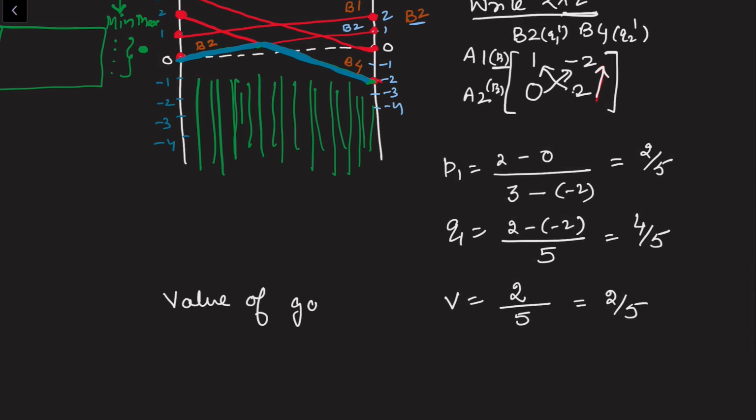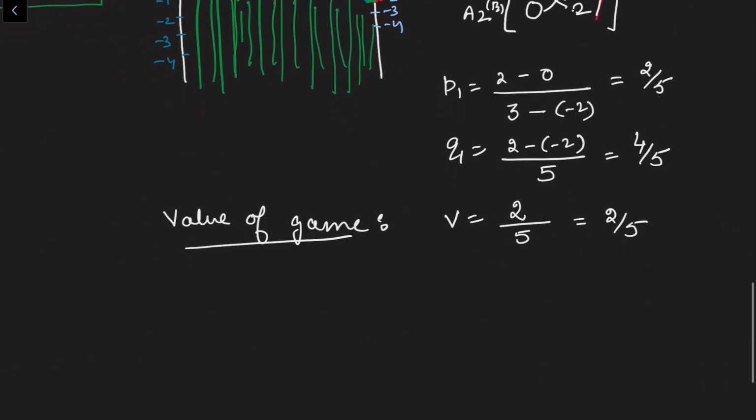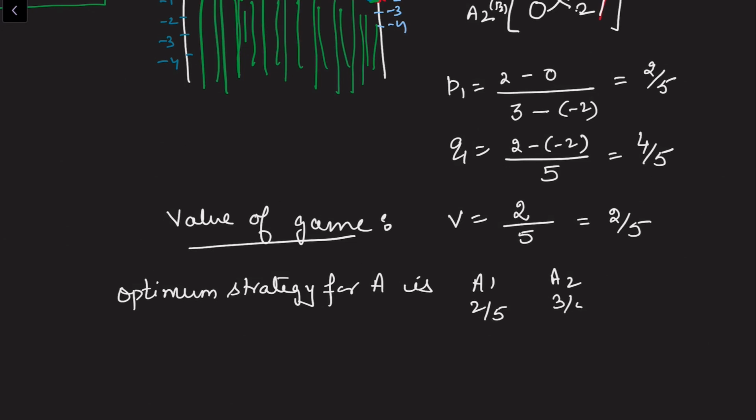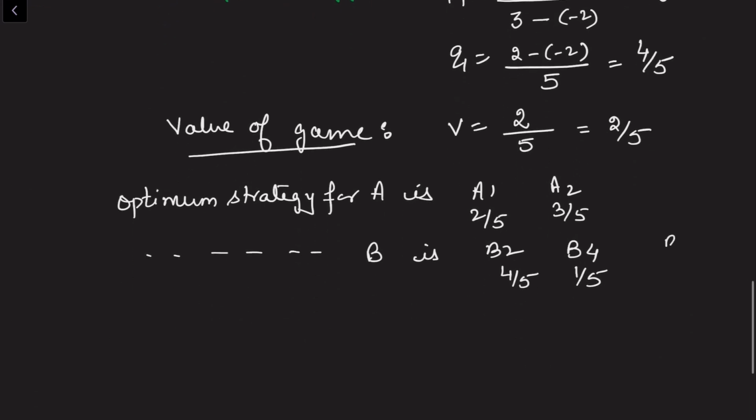So this is how we solve our 2 cross 4 or 2 cross n problem. So we may again finally say the optimum strategy for A is A1, A2, and they come with the probability 2 by 5, 3 by 5. The optimal strategy for B is B2, B4, and this comes with the probability 4 by 5 and 1 by 5. For all other cases, you may consider that this comes with the probability 0.